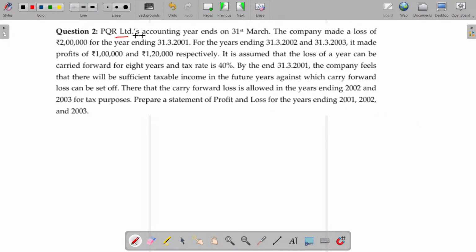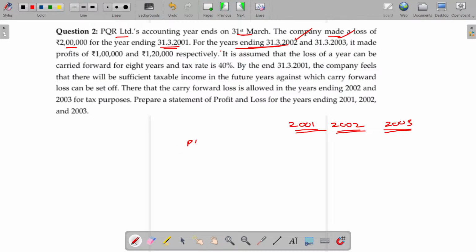PQR Limited's accounting year ends on 31st March. The company made a loss of 2 lakhs for the year ended 31st March 2021. So, year ended 2001, 2002 and 2003.